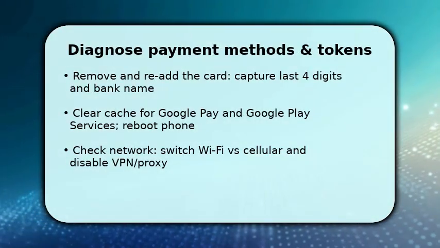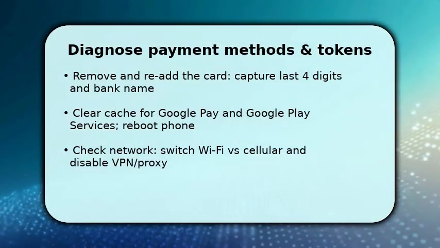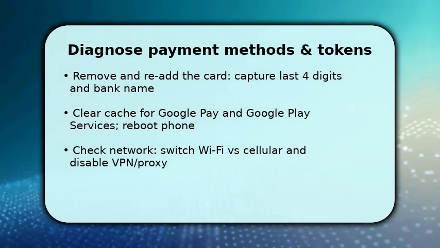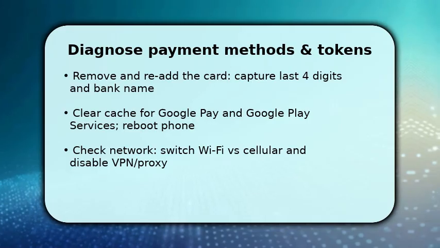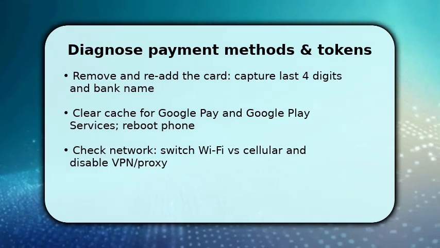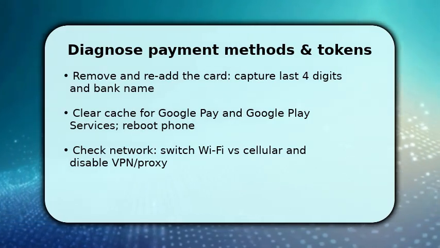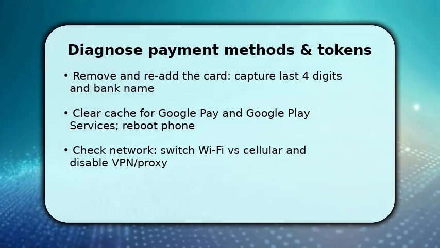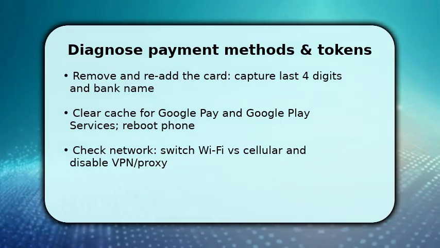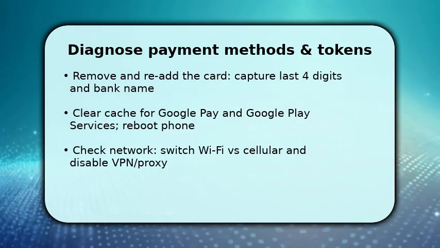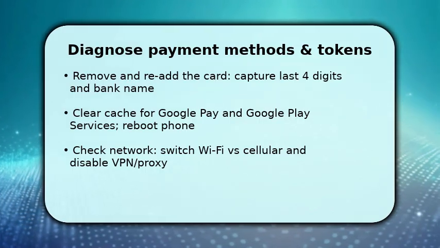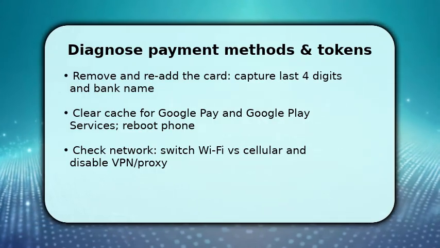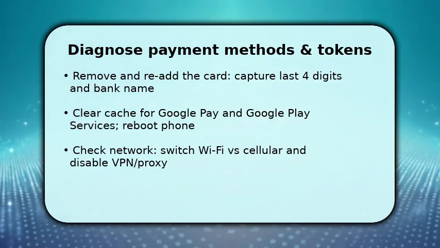Now you diagnose the payment path. Remove the affected card from Google Pay, note the last 4 digits and issuing bank, then re-add the card to force a new token. Clear app cache for Google Pay and Google Play services, then reboot the phone so background services reload. Test on a different network, switch between Wi-Fi and cellular, and disable any VPN or proxy. These steps isolate token, app, and network causes so you can pinpoint whether the issue is local or upstream.